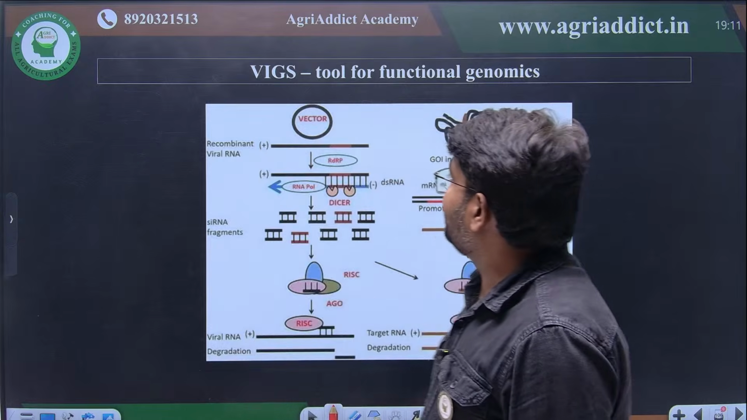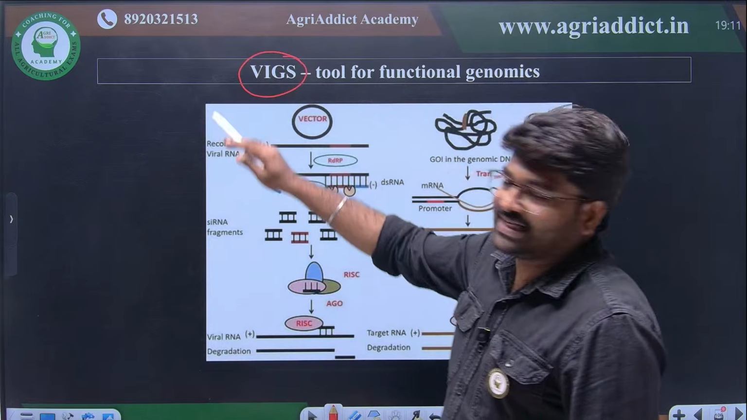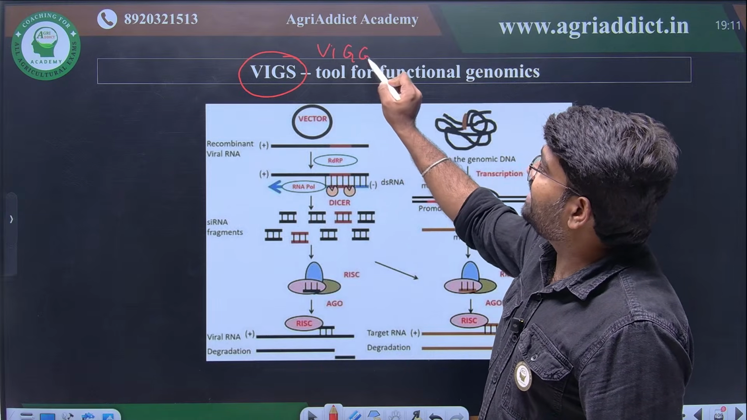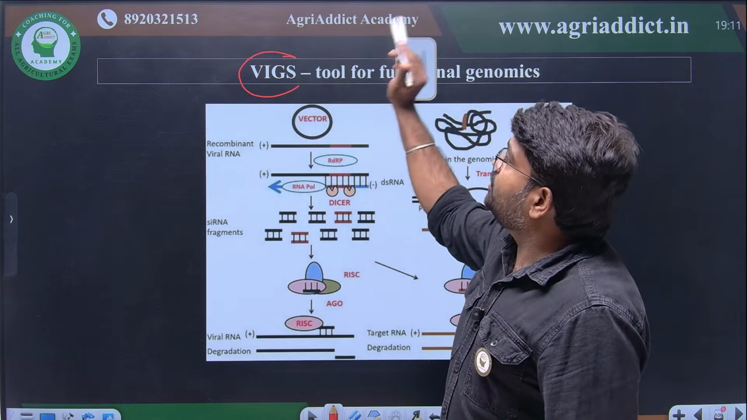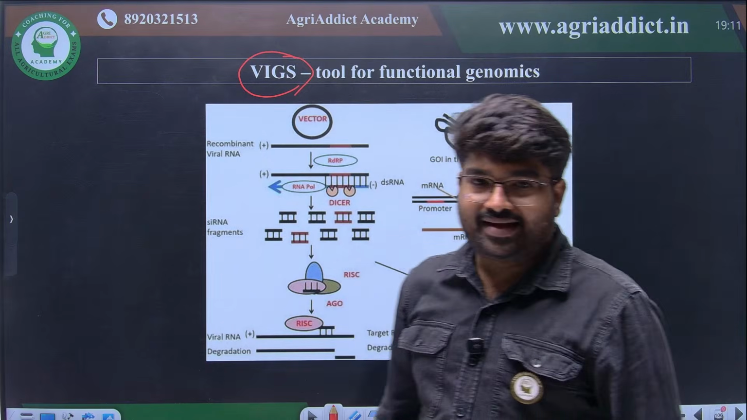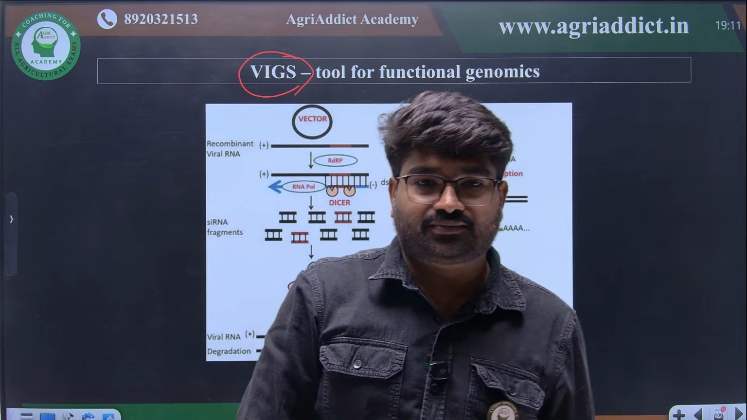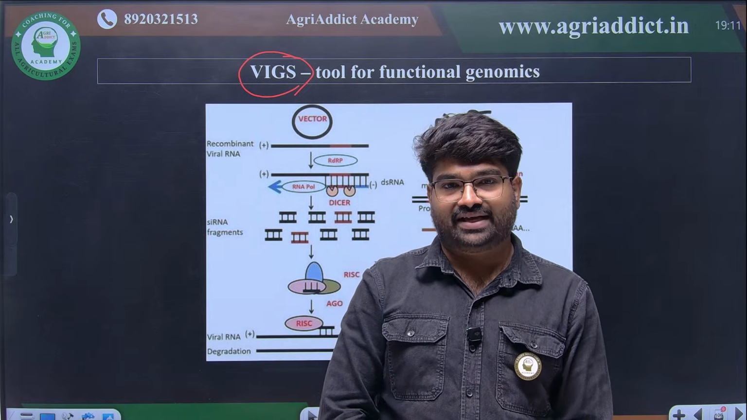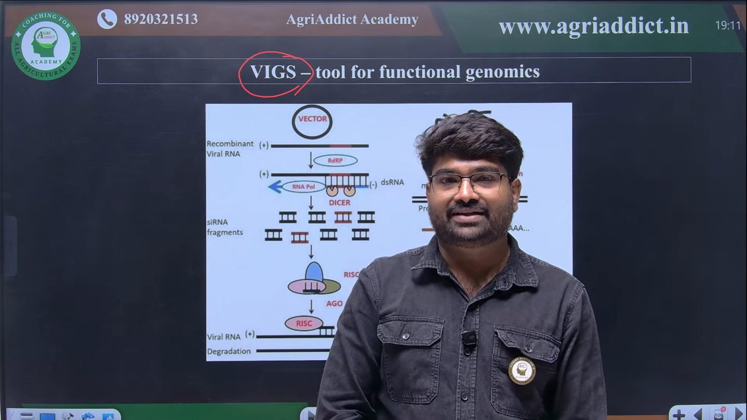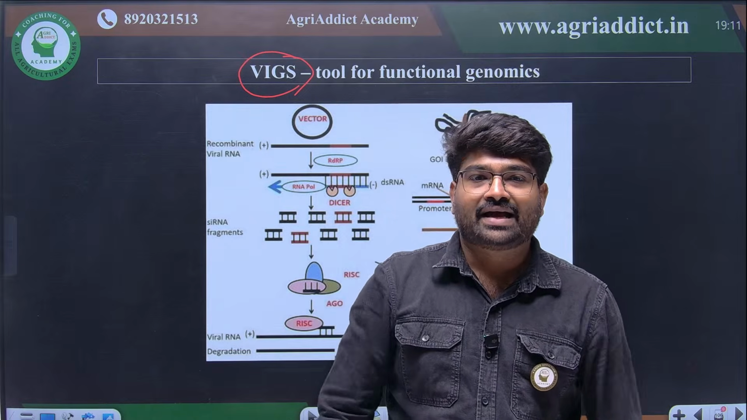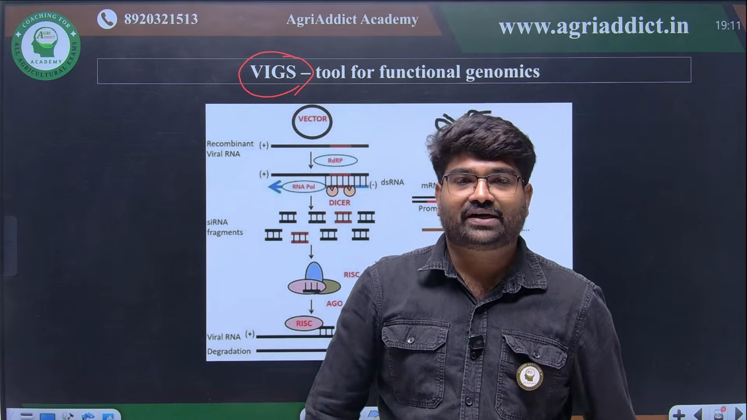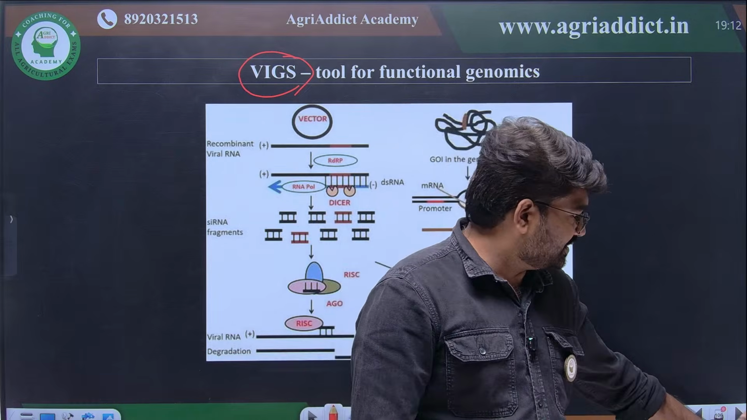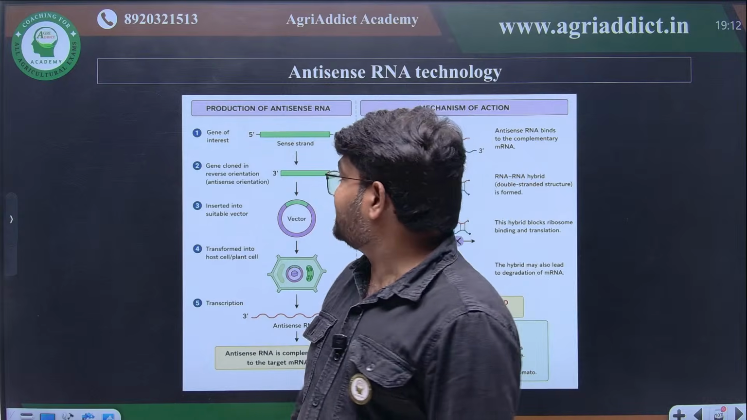Next most important thing is VIGS. You just have to know the expansion of VIGS. VIGS means virus induced gene silencing method. Here viral vectors will be used against the target gene to know the function of the particular gene. So virus induced gene silencing is a specific tool for studying the function of a gene, so it comes under the class of functional genomics.